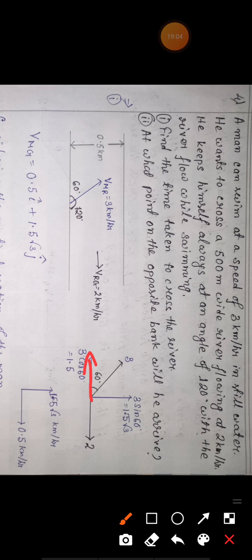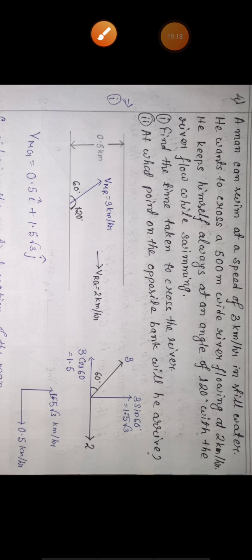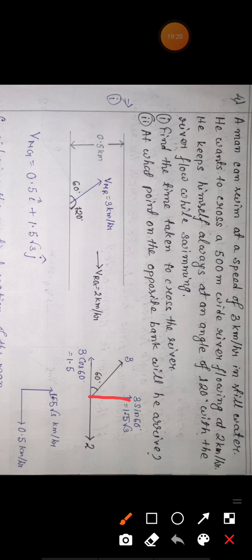So this is 3 cos 60 and this is 3 sin 60. 3 cos 60 means 3 into half, that means 3 by 2, that means 1.5. 3 sin 60 equals 3 into root 3 by 2, that means 1.5 root 3. So the man has two components of velocity: 1.5 root 3 in the positive y-axis and 1.5 in the negative x-axis.